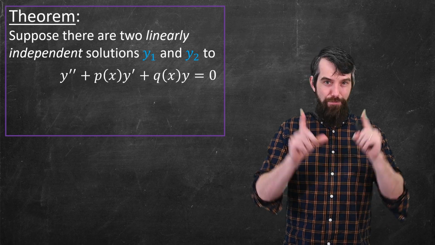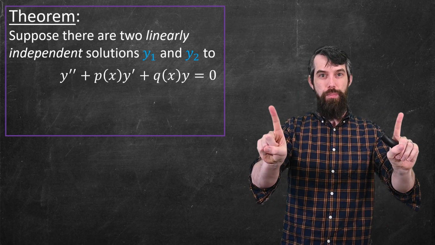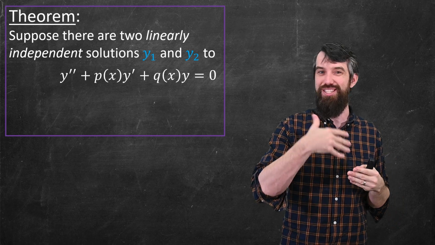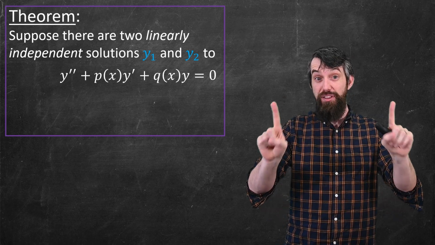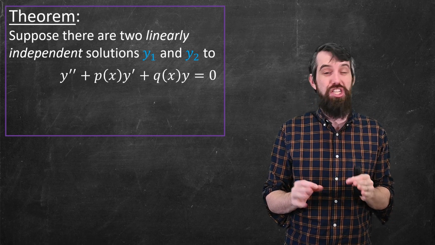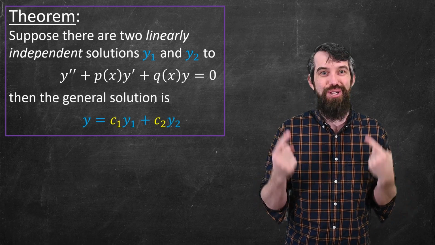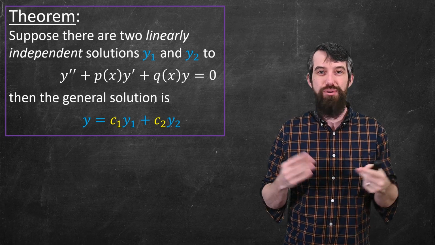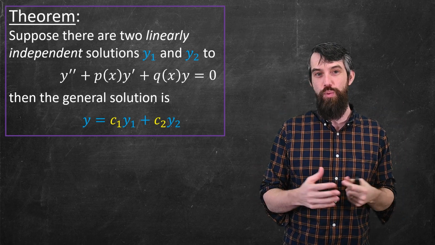And then it says, if you have 2 solutions, y1 and y2, they're linearly independent, which means they're not just like a multiple of each other. It's not like one is just like twice the other. So 2 different linearly independent solutions. Then your final answer, your general solution, is just a linear combination of those 2 that you found. c1 times y1 and c2 times y2. General solutions means any solution can be written in this way.